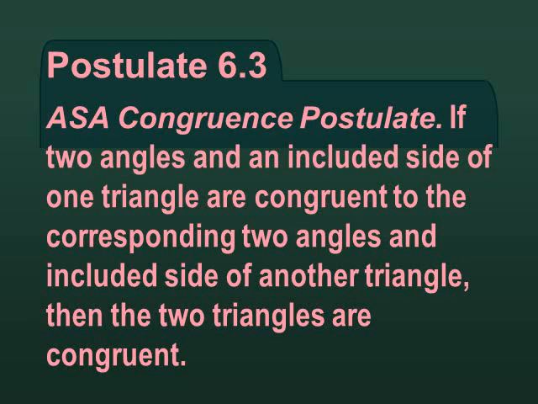Okay, just like we had side-angle-side, now we have angle-side-angle. Just like before, we need to talk about the word included. So if 2 angles and the included side of one triangle are congruent to the corresponding 2 angles and included side of another triangle, then the 2 triangles are congruent.